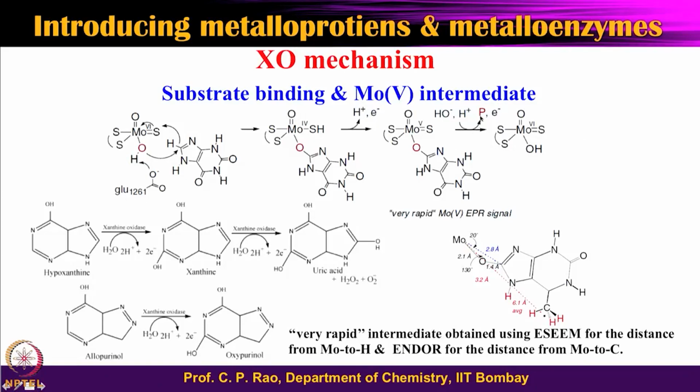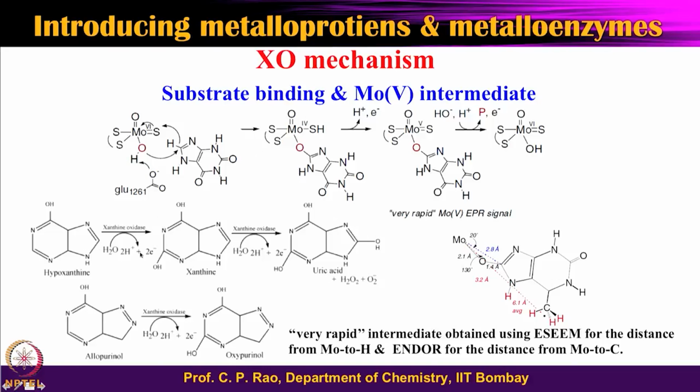When it goes here, the P is nothing but the product. So, what is the product? The oxidized form. So, hypoxanthine to xanthine, then xanthine to uric acid. So, this we know already. Now, again back to this. Therefore, you have an enzyme that is ready for the next cycle.